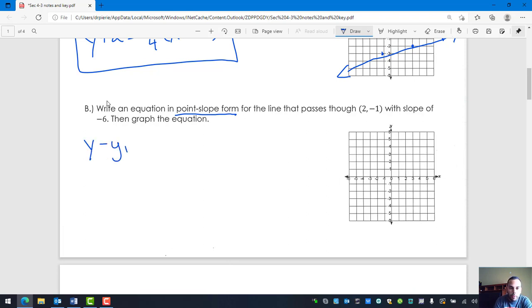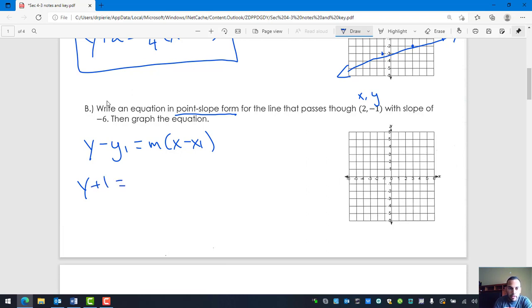y minus y1 is equal to m times x minus x1. Okay, always going to start with a y. You're going to subtract your y coordinate. This is x, this is y. y is equal to -1, so instead of subtracting -1, I can just write +1 is equal to m.